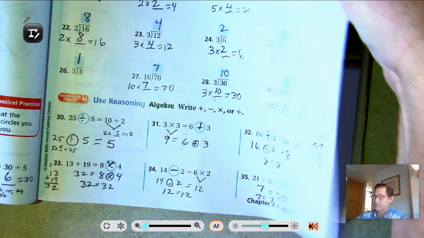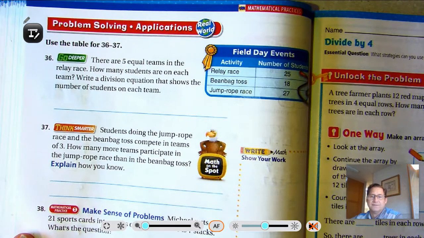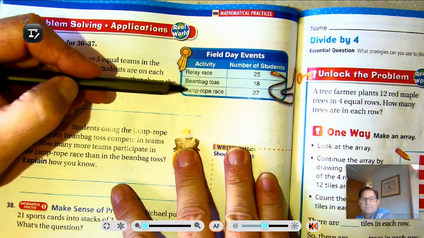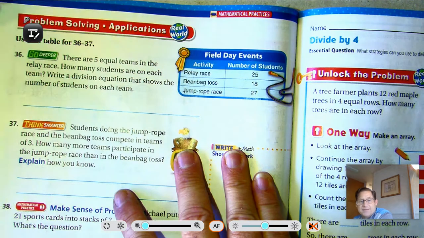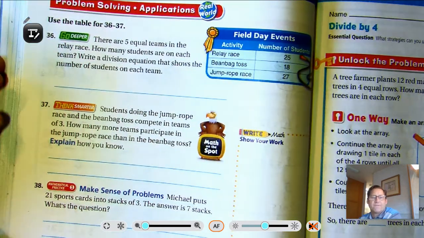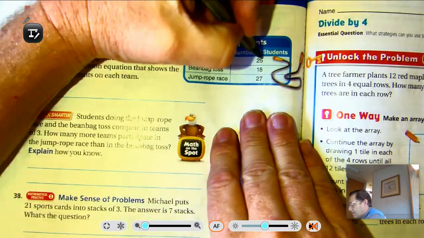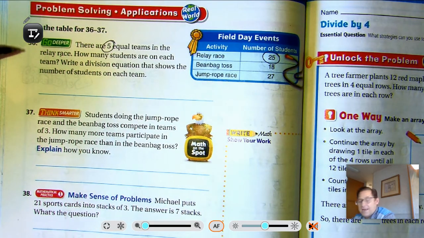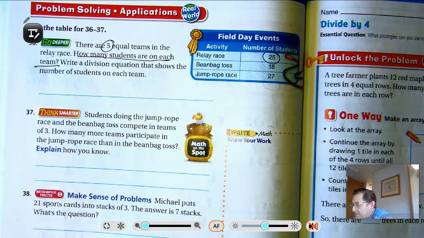All right, let's go to page 280. Use the table for 36 and 37. Field day events. Okay, so we have 3 activities here, and these are the number of students that are participating in those activities. All right, so there are 5 equal teams in the relay race. So there's 25 students who want to do the relay race, 5 equal teams. How many students are on each team? Write a division equation that shows the number of students on each team.